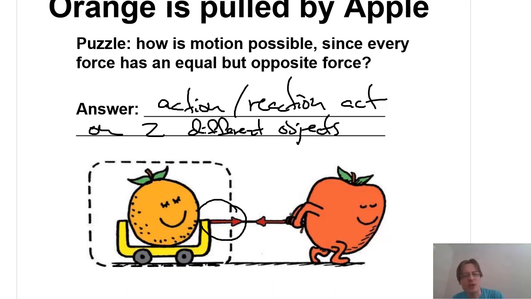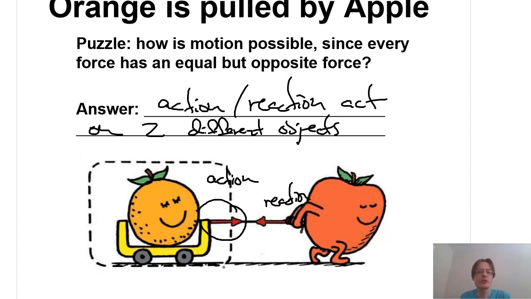Now, there is a backwards reaction force which acts the other way. But notice how that force does not act on the orange, right? There's the action force that acts on the orange, and there's the reaction, but the reaction isn't opposing the action force. It's actually pulling the apple backwards, okay? So we can easily solve this puzzle of how motion's possible by just deciding what system to look at.